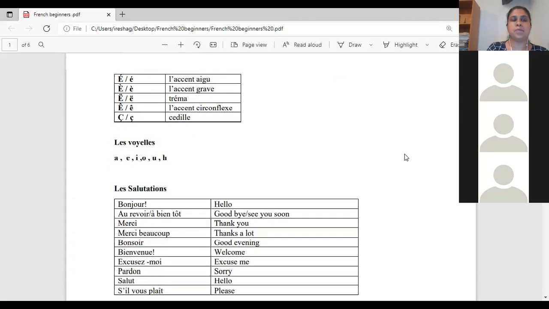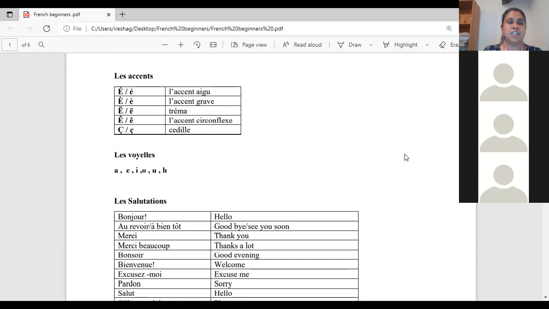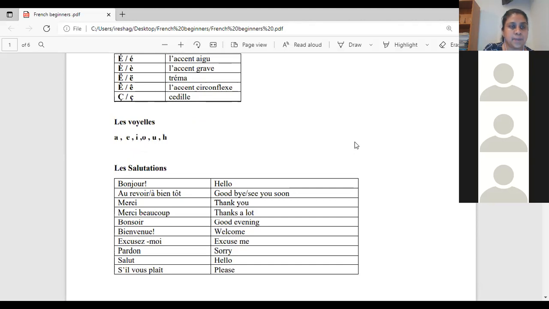Any questions up to here, up to the voyelles, till vowels? Anything you didn't get? No? Can we move forward? Madam, how is the last one pronounced? The last one, cedilla. Cedilla. You mean this one, right? Yes, ma'am. Yeah, cedilla. You don't pronounce the double L. Okay, ma'am, thank you. Any other questions? All good.